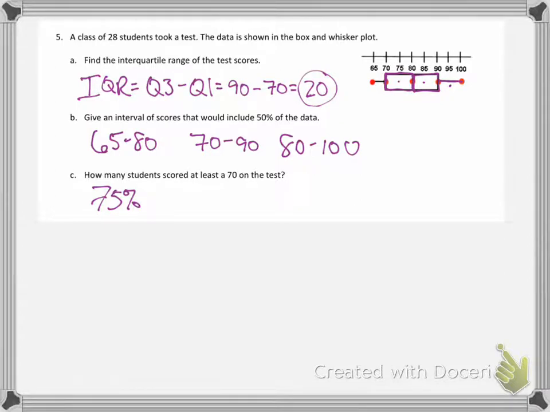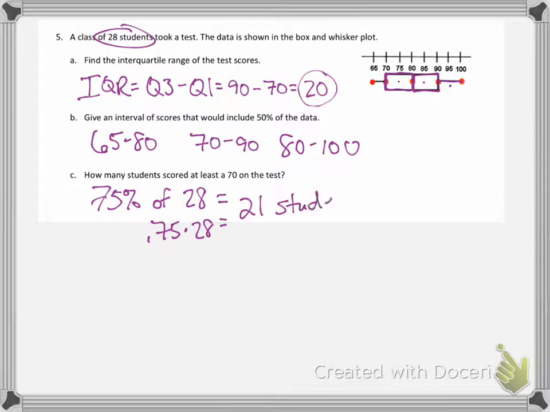However, the question's not asking what's the percentage. It wants to know how many students. So I go back to the original problem. 28 students took this test. Well, 75% of them scored at least a 70. That means I need 75% of 28. So again, mathematically, I'm doing 0.75 times 28. The answer would be 21 students.